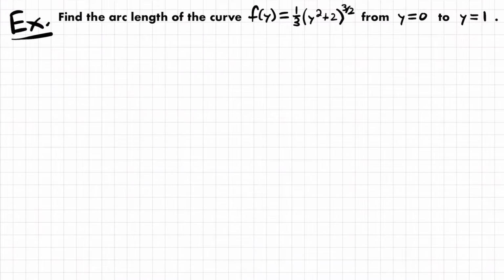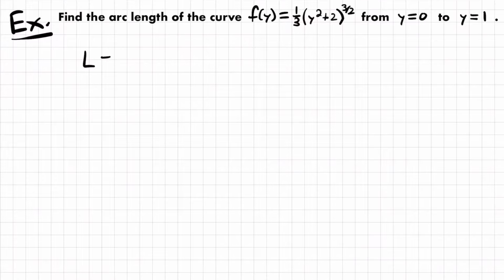So here's our next example. We want to find the arc length of the curve f of y is equal to 1/3 times the quantity y squared plus 2 to the 3/2 power from y equals 0 to y equals 1. All right, so in this case, we're working in terms of y. So our arc length formula will look like this.